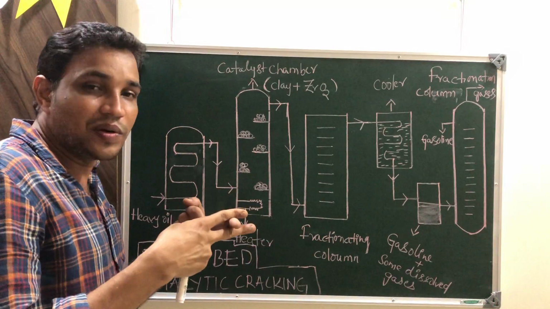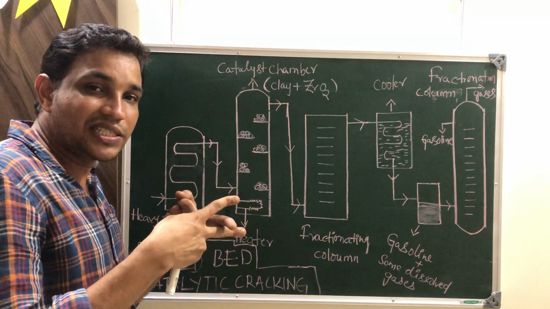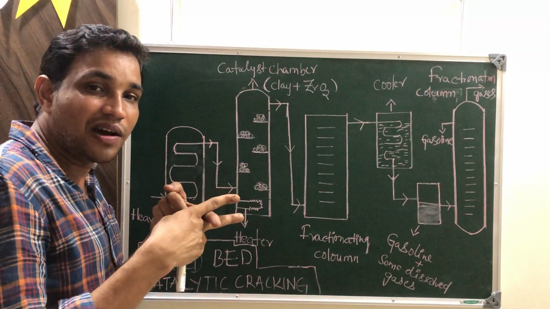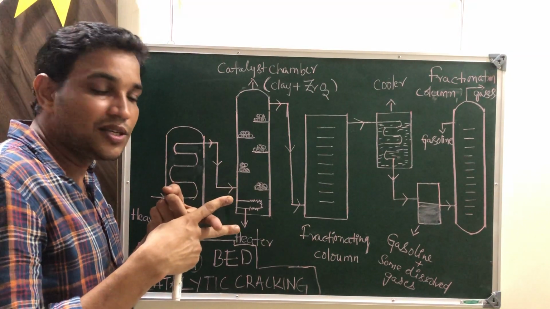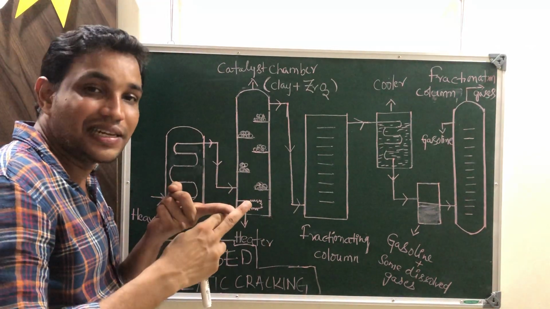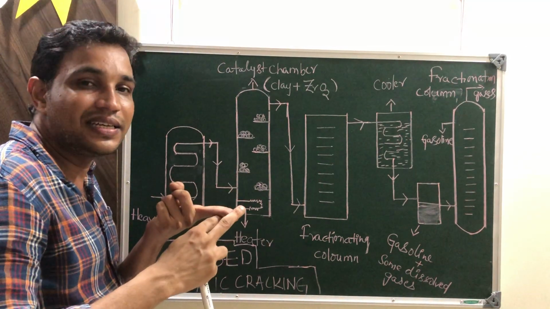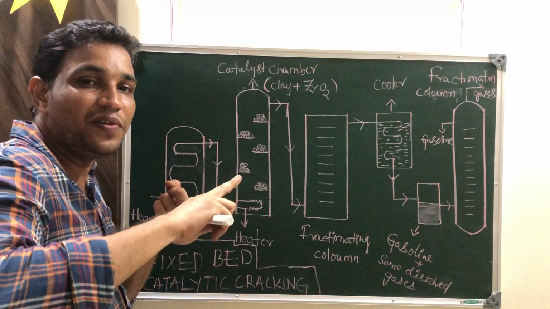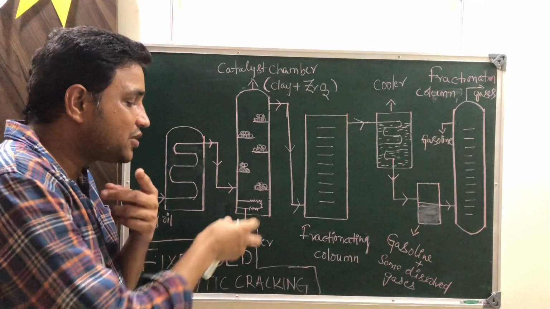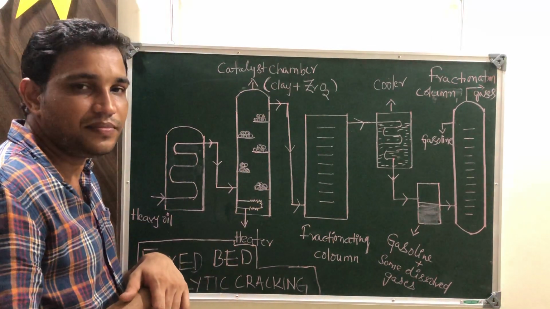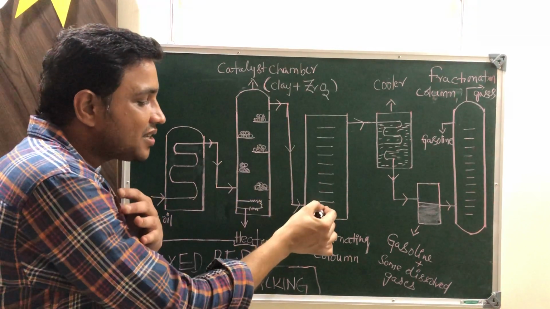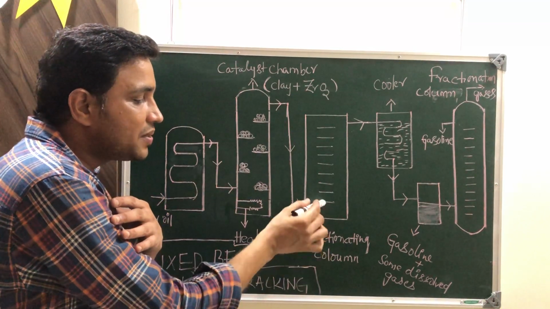The catalyst also breaks down the longer chain into smaller chains. Temperature also breaks down the longer chain into smaller chains. So the combination of temperature plus catalyst will increase the efficiency of the cracking process, right? So that's why we use a heater here. Okay, next one is called the fractionation column.